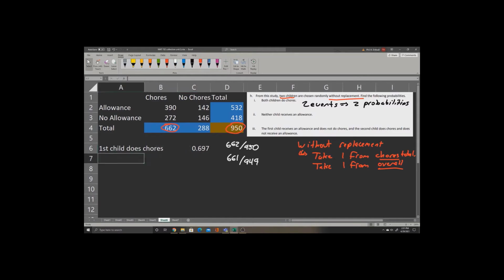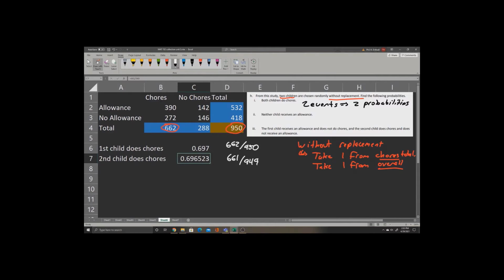We can say the probability that the second child does chores. So we'll type 661 divided by 949. We can see this is very close, but not quite the same as the probability of the first child doing chores. This is because we took one child out of the collection.